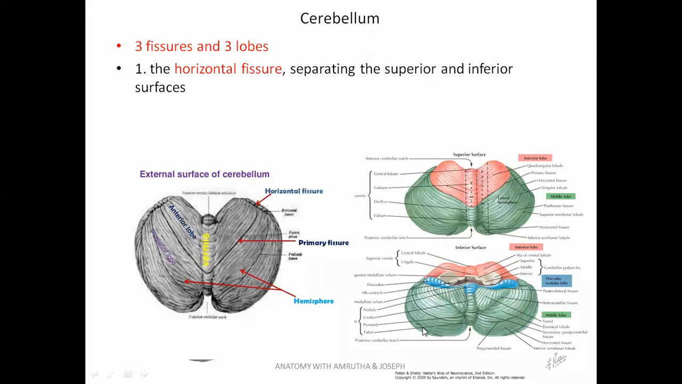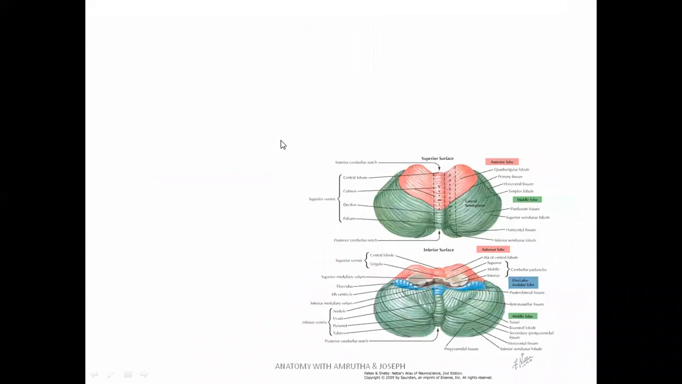All right. So it separates the superior surface from the inferior surface. So this is the superior surface. Now, if you keep it on the opposite side, you can see the inferior surface of it, right? So both are separated by the horizontal fissure. So that is the first fissure. So remember, there are 3 fissures and 3 lobes. We are seeing the fissures now. So the horizontal fissure is over.